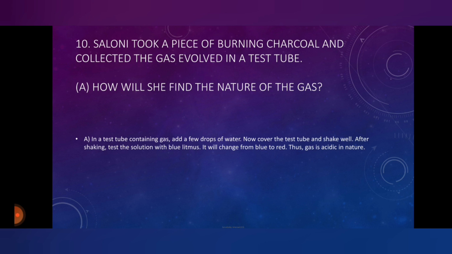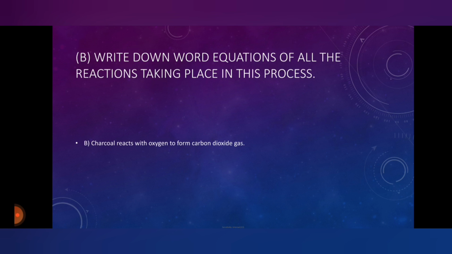10th is Saloni took a piece of burning charcoal and collected the gas evolved in a test tube. A. How will she find the nature of the gas? Answer is, in a test tube containing gas, add a few drops of water. Now cover the test tube and shake well. After shaking, test the solution with blue litmus, it will change from blue to red. Thus gas is acidic in nature.